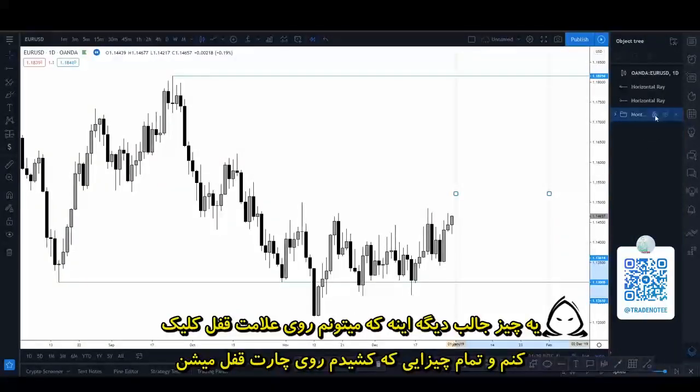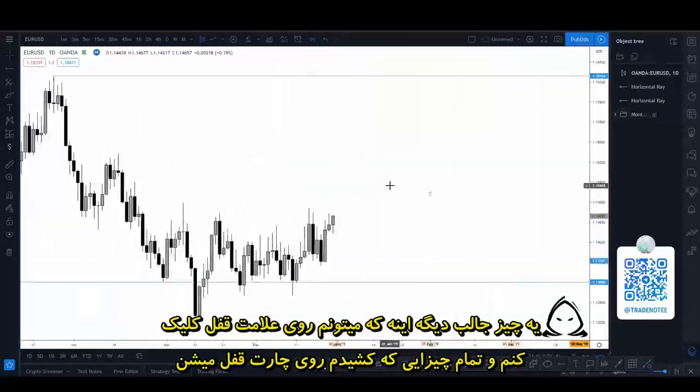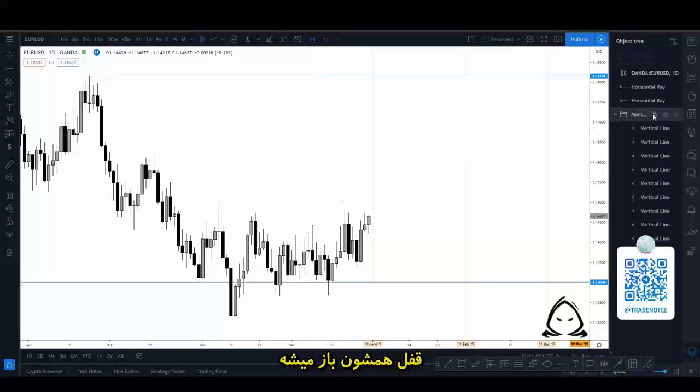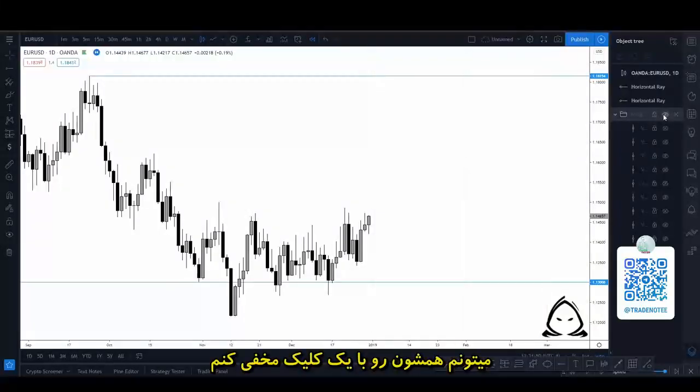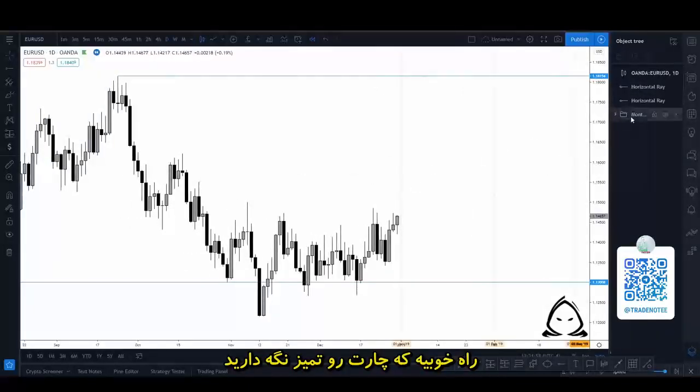And the cool thing about this is I can actually hit the lock button, and now every single one of these lines is locked, so they won't be movable unless I click the unlock button, which will unlock all of them in one go. I can also hide them all with one click, so it's a really great way to manage objects and keep your charts and object list super clean.